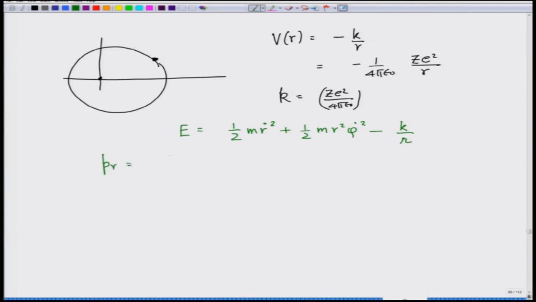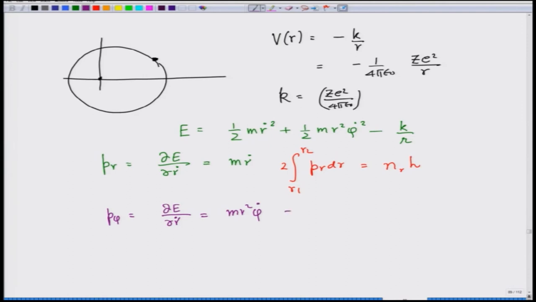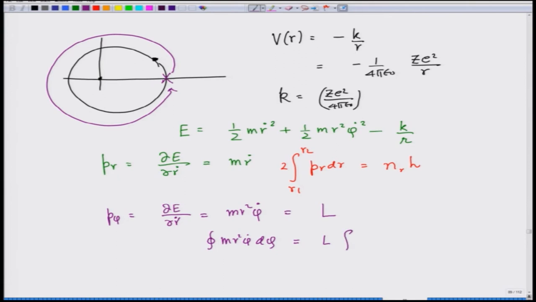p_r is equal to partial E over partial r dot, which is m r dot, and the corresponding quantum condition is the integral from r1 to r2 of 2 p_r dr equal to n_r h. The corresponding p_phi is equal to partial E over partial phi dot, which is m r square phi dot, which is a constant. Let us call this L, and the corresponding condition is the integral of m r square phi dot d phi over the whole period. That means if I start from one point from this cross and go all over, that is we do the d phi integral from 0 to 2 pi, this is equal to L times the integral from 0 to 2 pi of d phi, which is equal to n_phi h, which gives me L equals n_phi h over 2 pi, or n_phi h cross, which is the same as Bohr's condition.